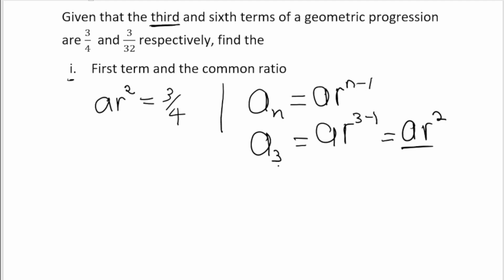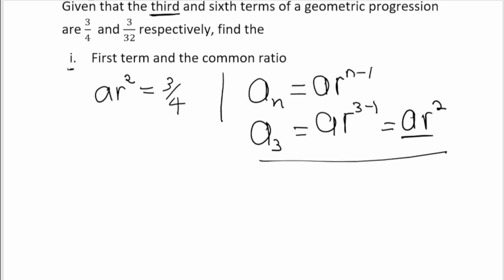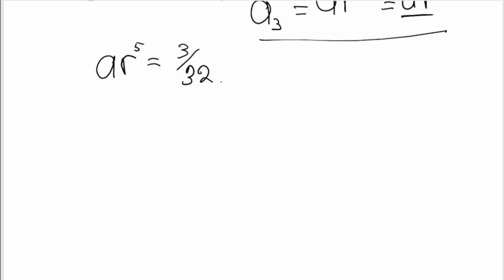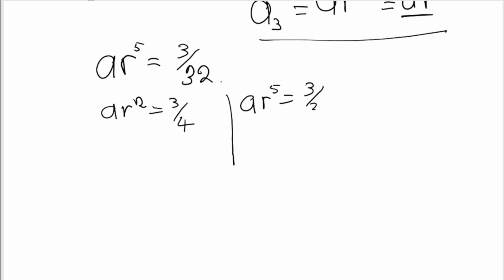So using this knowledge, the sixth term, a r to the power 5, is equal to 3 over 32. So we are going to use these two. A times r to the power 2 is equal to 3 over 4. And we are also given a times r to the power 5 is equal to 3 over 32.